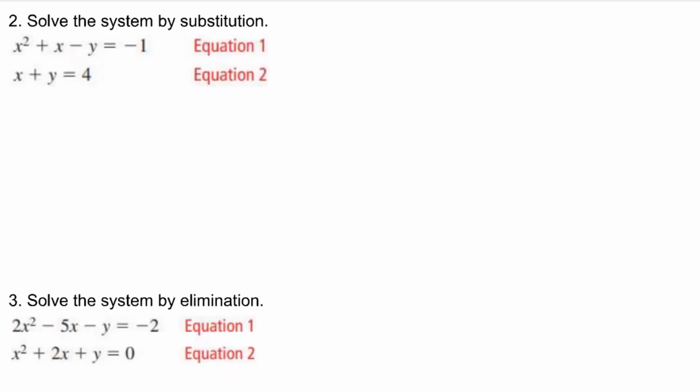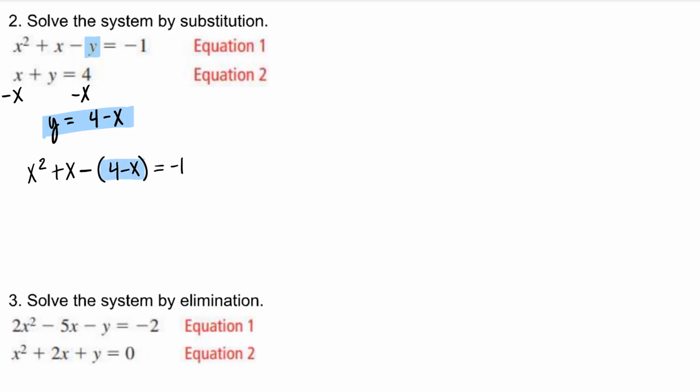For number 2, let's solve the system by substitution. That means we'll isolate either x or y in one of the equations and substitute that expression into the other equation. I'm going to take equation 2 and isolate y. Now plug this expression in for y in equation 1. Solve for x. Here we have a quadratic equation.